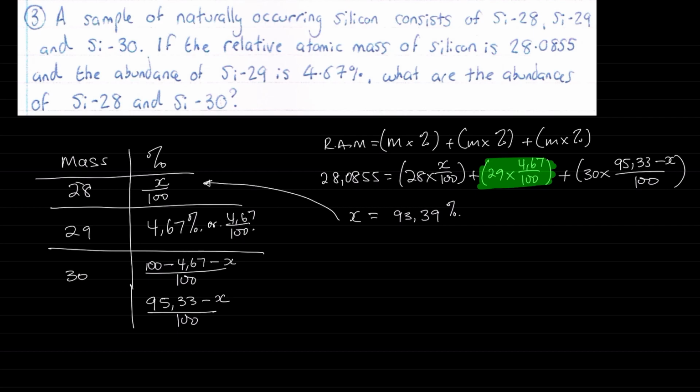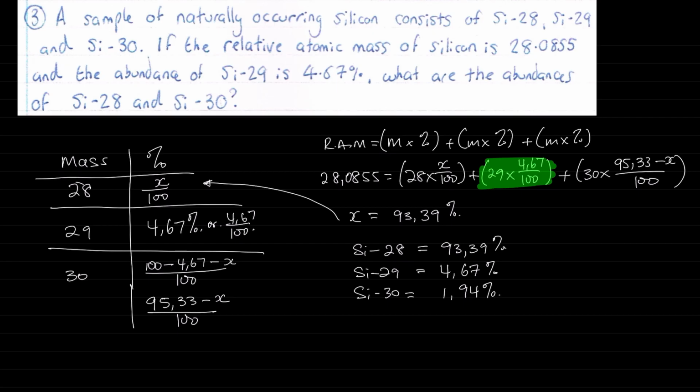So our answers are going to be Si28 is going to be 93.39%. Si29 we know is 4.67%, and that means Si30 is going to be 1.94%.